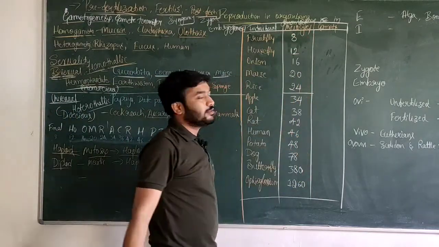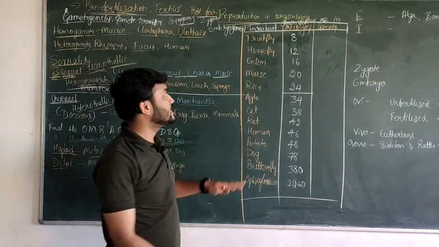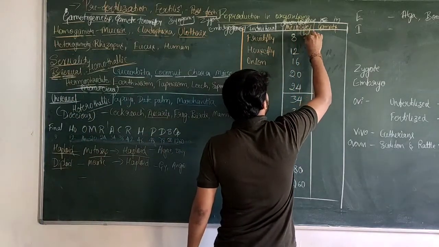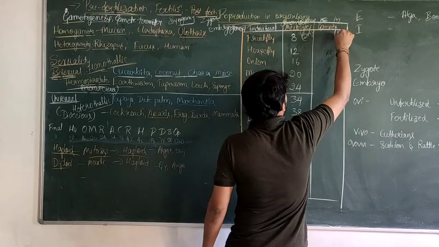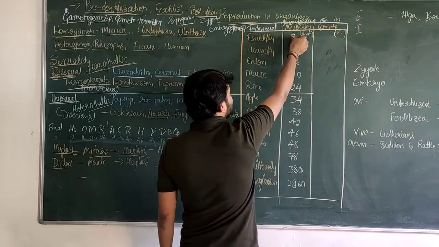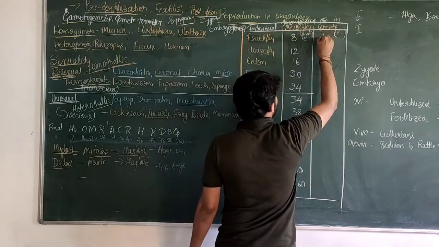So the fruit fly has a chromosome number in a diploid condition. This is diploid, meiocytes are diploid, and this is haploid. So the fruit fly, which has meiocyte number 8, means the gametes will be 4.